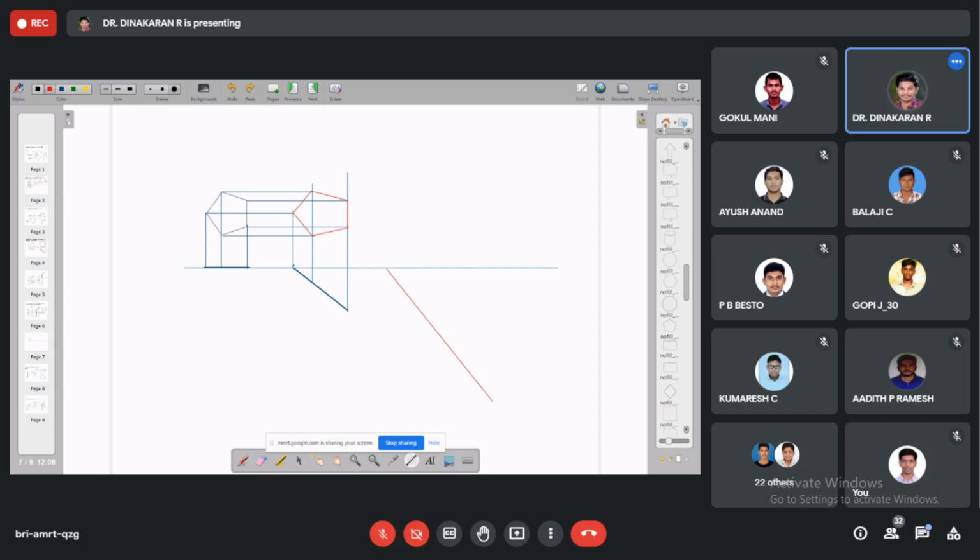Next to the top view only. I told you where the side view will come: next to the top view or next to the front view? Next to the front view. Yes, next to the front view. So after completing these four steps, draw a 45-degree line. Okay. After that, connect these points. What are the meeting points? Connect these points.